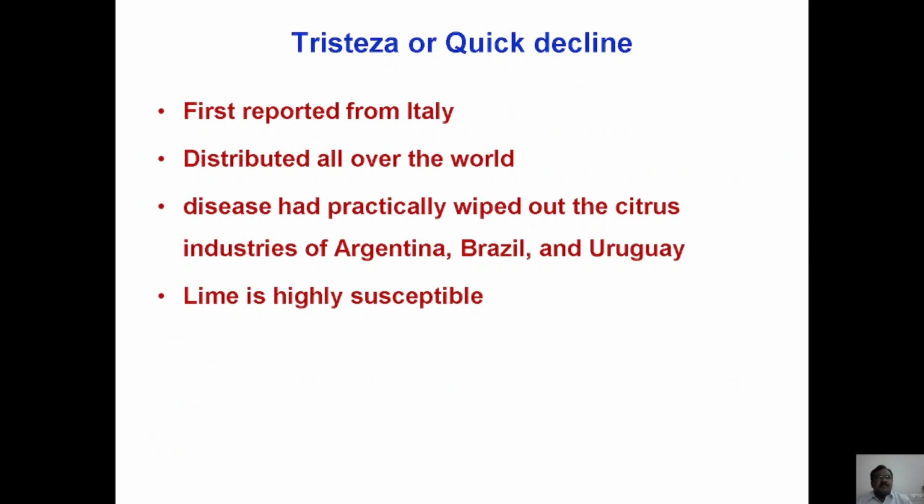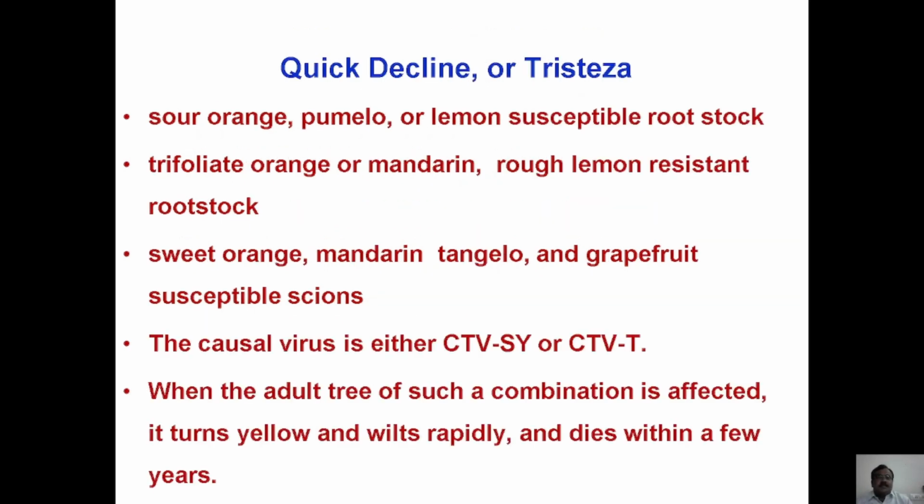The next important disease is citrus tristeza or quick decline disease. It was first reported in Italy, but now it is distributed throughout the world. The disease had practically wiped out the citrus plantations in many countries like Argentina, Brazil, and Uruguay. The lime is highly susceptible to this viral disease. Sour orange, pomelo, or lemon are highly susceptible rootstocks for the viral infection, while trifoliate orange, mandarin, rough lemon, etc. are the resistant rootstocks against this viral infection.